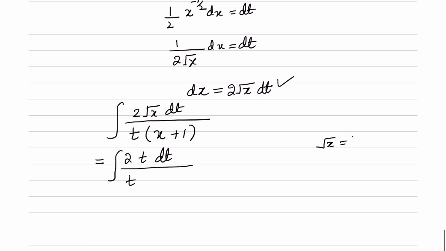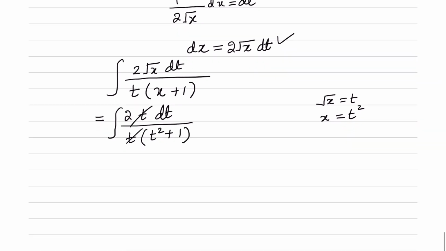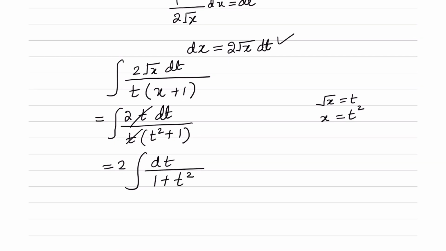Square root x is equal to t. We square both sides and get x is equal to t square, and here in the place of x we are going to put t square plus 1. Let's simplify this. This t cancels out with this t and we take 2 outside. Inside we have dt by 1 plus t square, and we know this formula of integration: dx over 1 plus x square is equal to tan inverse x.